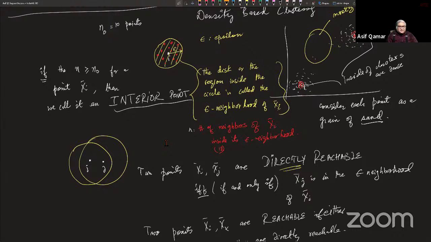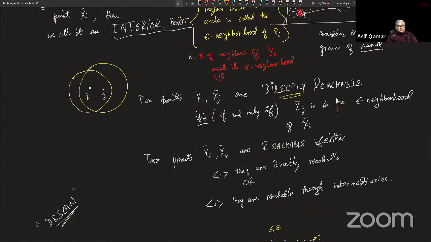So using that approach, you can now have two points you can reach. You take a point, and you create the notion of directly reachable. Two points are directly reachable if and only if one is in the epsilon neighborhood of the other. Two points are reachable at all if you can reach either directly or through intermediate hops. You have somebody in between who is directly reachable, and from that another person is directly reachable, and so on and so forth. And ultimately you reach the other point.